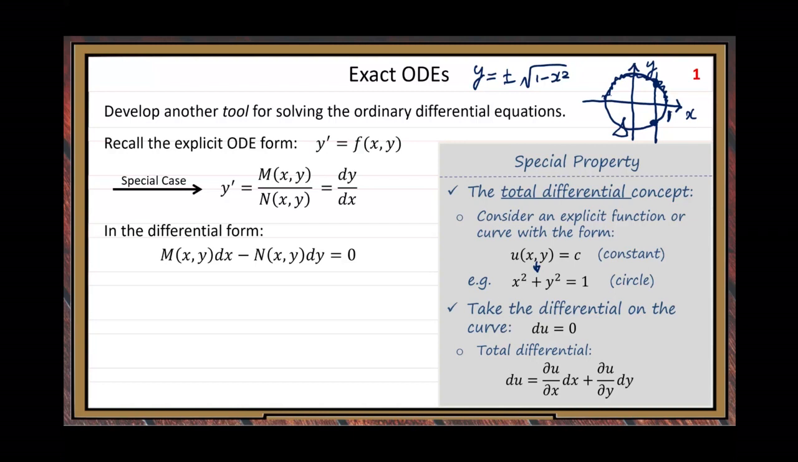Then we want to connect them, because if we can connect, then we can use the structure here, because we know this is a total differential: du equals this whole thing. So if that one matches this one, we can write the left-hand side as a total differential. How about that?